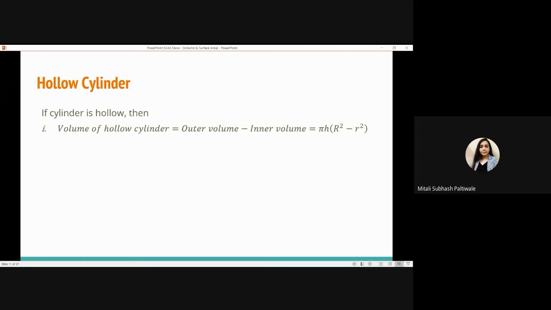Now here, the volume would be outer volume minus inner volume, which is pi h R square minus pi h r square. So pi h is common, and we take pi h common, and the bracket will have R square minus r square. Here capital R is the radius of the outer surface, and small r is the radius of the inner surface.